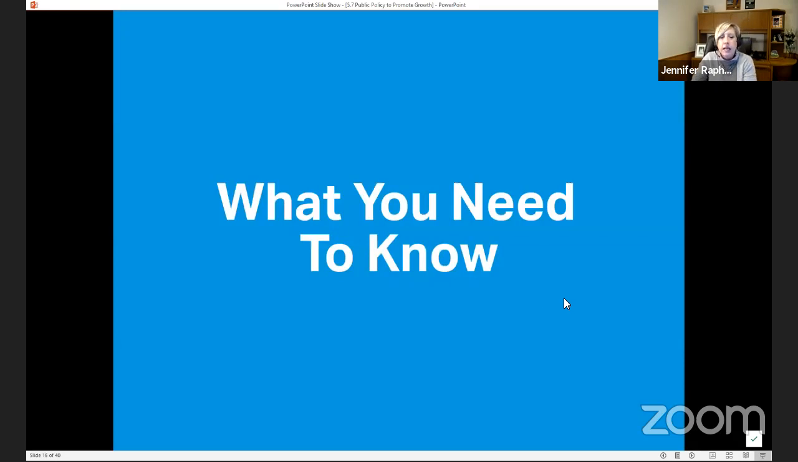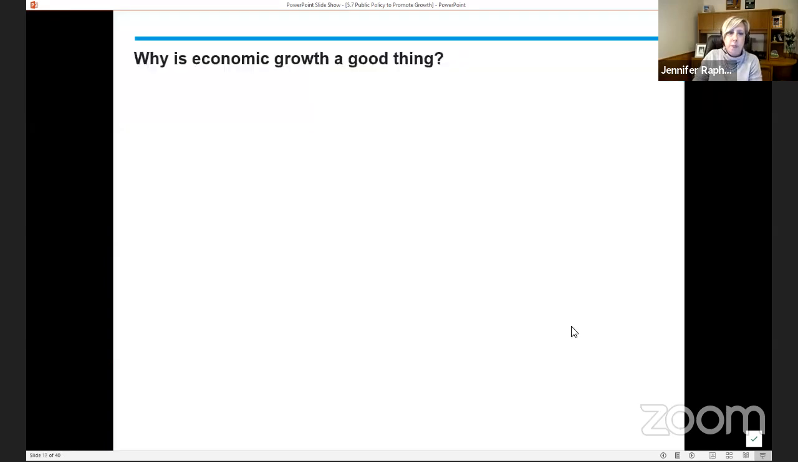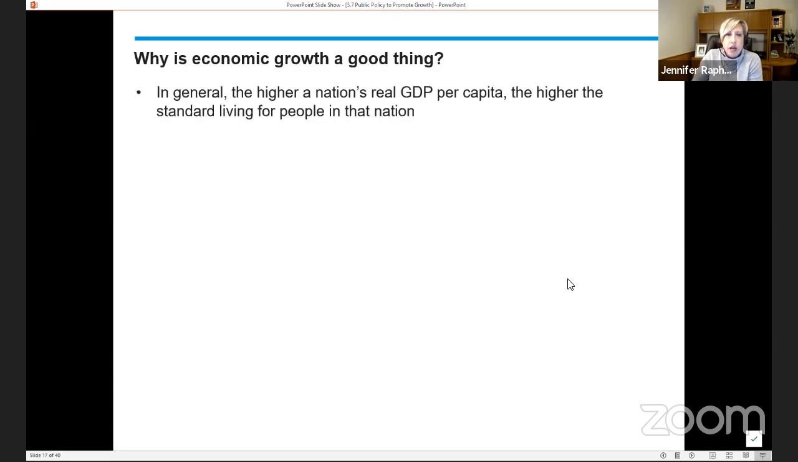Okay, so now let's get into what you need to know. Basically, we're going to be looking at what are those policies that influence the productivity of existing resources and the labor force participation rate. One of the things you might want to think about, though, is why would economic growth be a policy objective in the first place? Why is economic growth a good thing? And in general, the answer to that question is the higher a nation's real GDP per capita, the higher the standard of living for people who live in that nation.